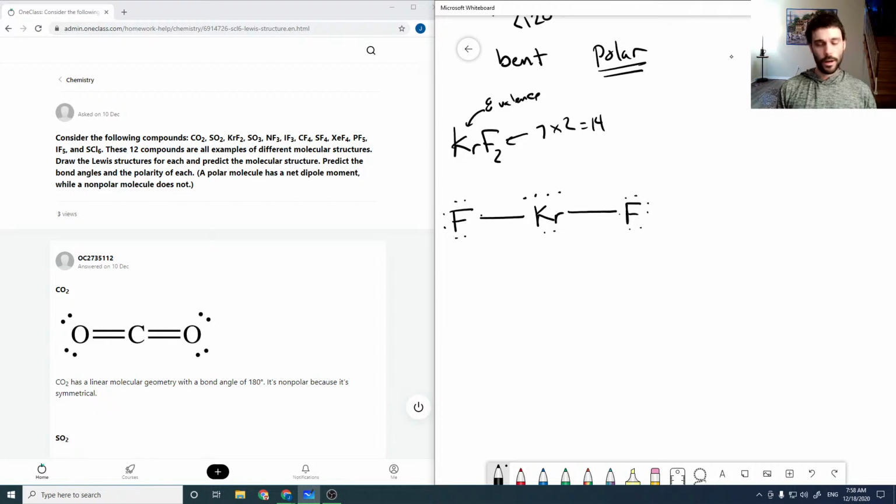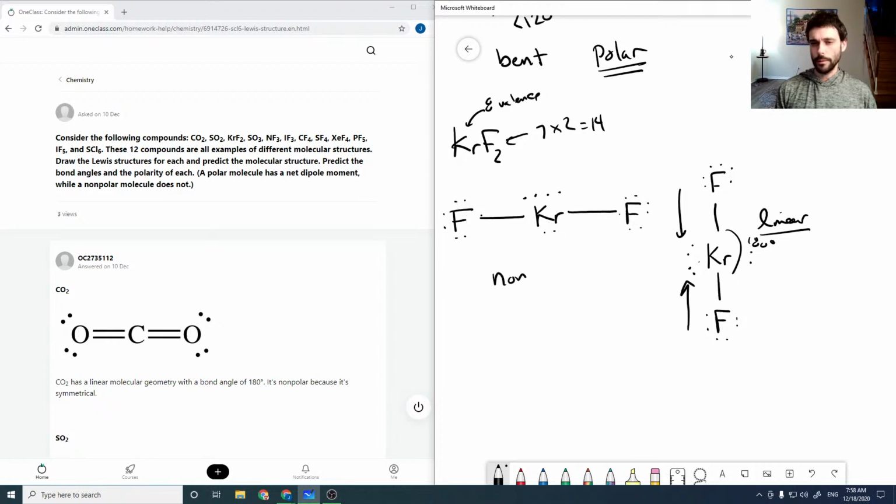And so then if we draw our molecular structure, there would be a lone pair here, a lone pair here, a lone pair here, and then fluorine, and fluorine. And so this is actually a linear molecule. Our bond angle is 180 degrees. And although there would be dipoles, they will cancel, so it's non-polar.